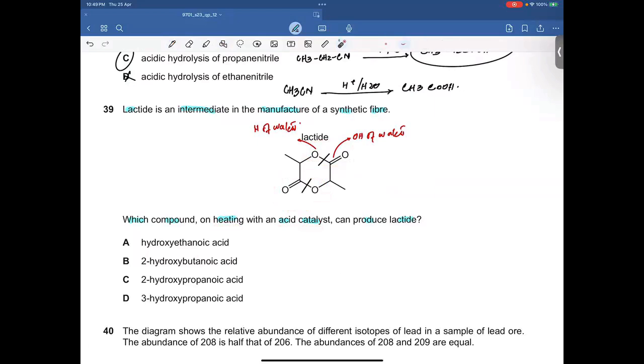Same here. This is getting OH of water. This is getting hydrogen of water. So what I'll do is make the structure. This is CH3, CH, this is OH, and this is COOH. From here, this is CH3, this is CH, this is OH, and this is COOH.